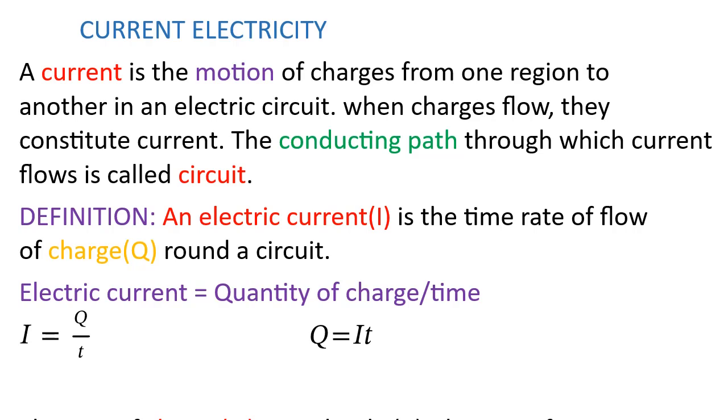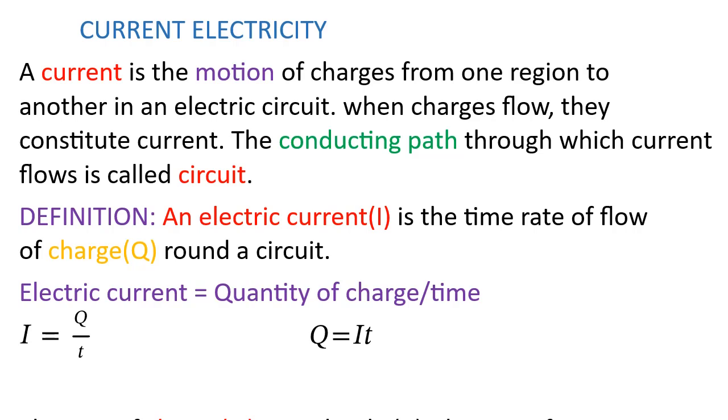Definition: what is an electric current? An electric current is the time rate of flow of charge round a circuit. Electric current is equal to quantity of charge over time. It is mathematically expressed as I equals Q over T. We know that I is the current, Q is the charge, and T is time. If you make Q the subject of the formula, we have Q equals IT.